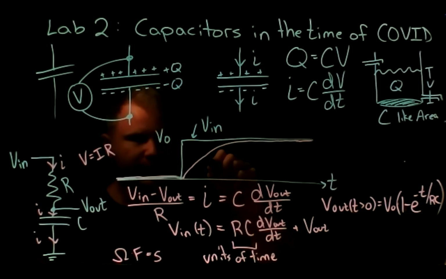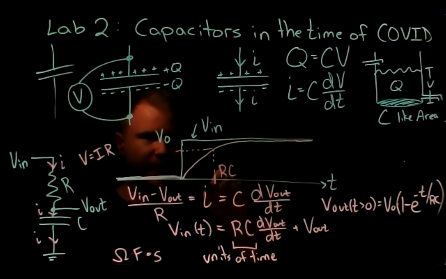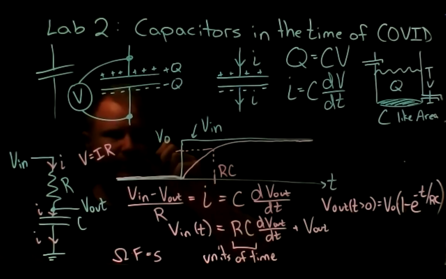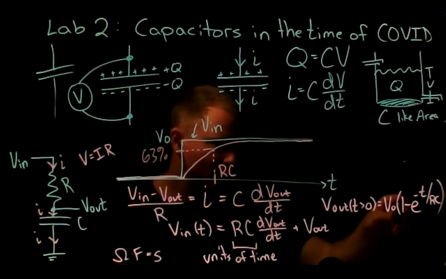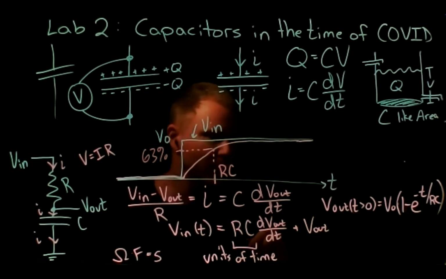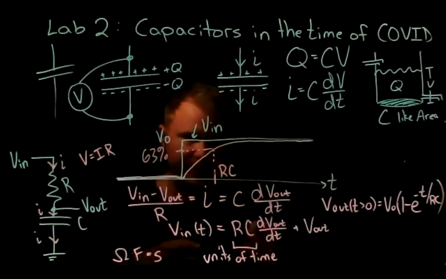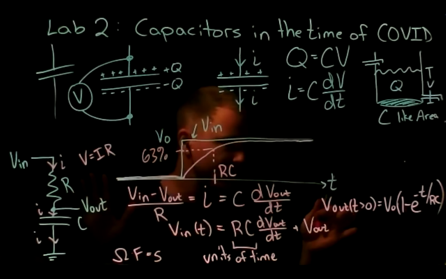So if I look at RC here, RC is going to be the point in time where this has gotten most of the way to where we want to go. In fact, I think it's something like 63%. So if you just plug in 1 minus 1 over e, you get something like 63% of the way to V naught. So whenever we build a circuit with R's and C's, the very first step is just to calculate RC, and that will set the time scale for everything else.